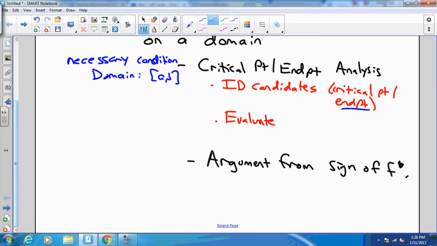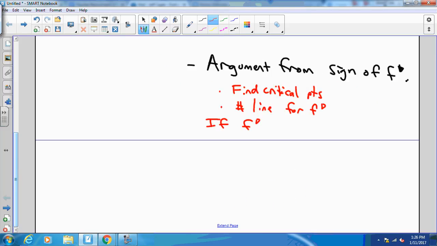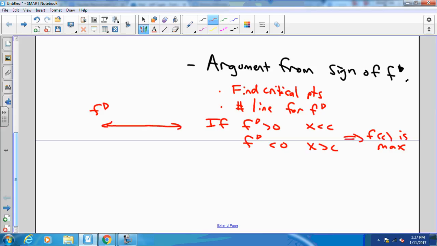For the argument from the sign of f prime, on the other hand, I'm going to find the critical points, and then I am going to create a well-labeled number line for f prime. And if it is the case that f prime is positive for x less than c, and f prime is negative for x greater than c, then f of c is a max. And that corresponds to a number line that looks just like this, so that f is increasing up to c and decreasing thereafter.